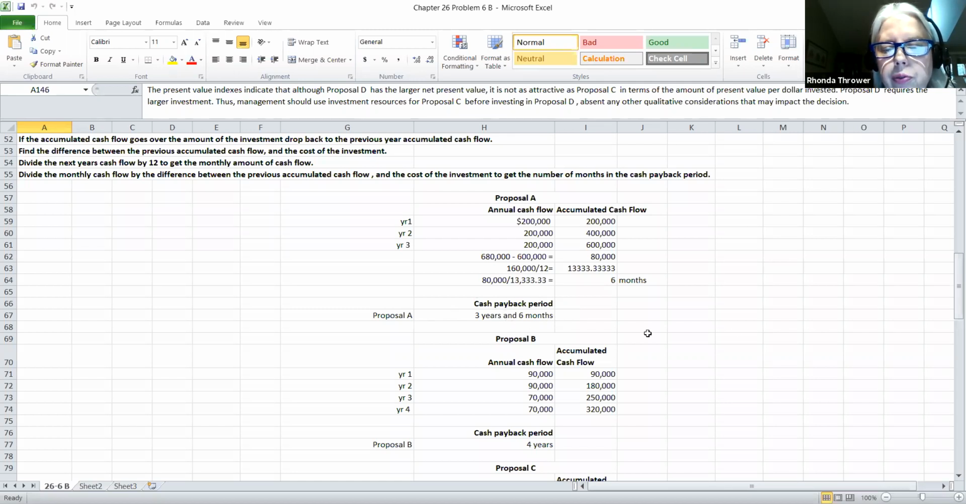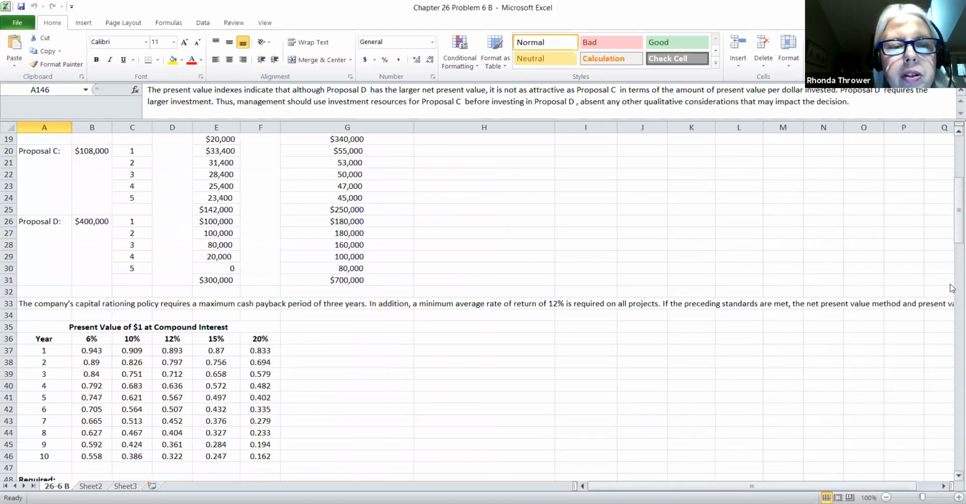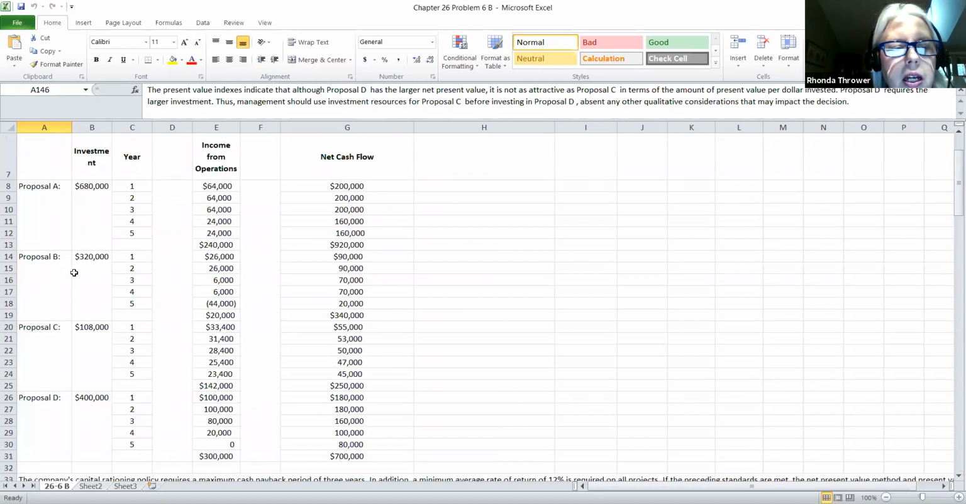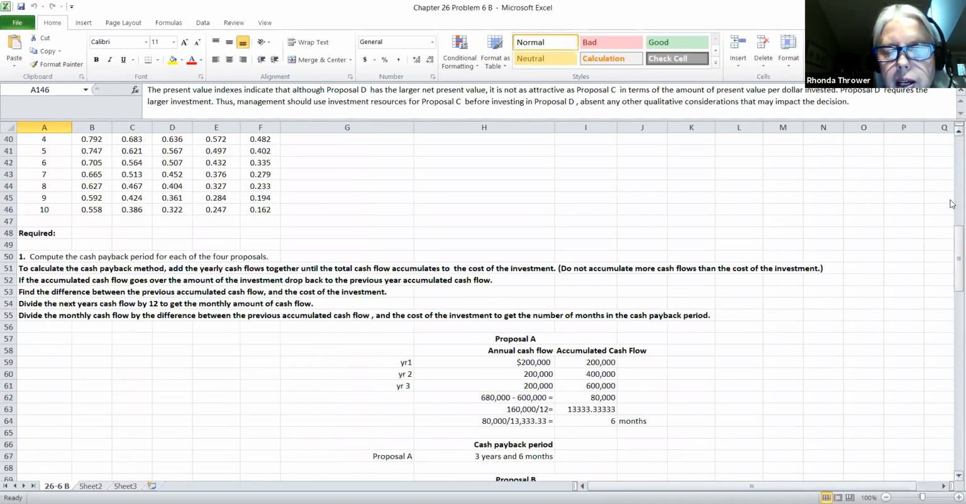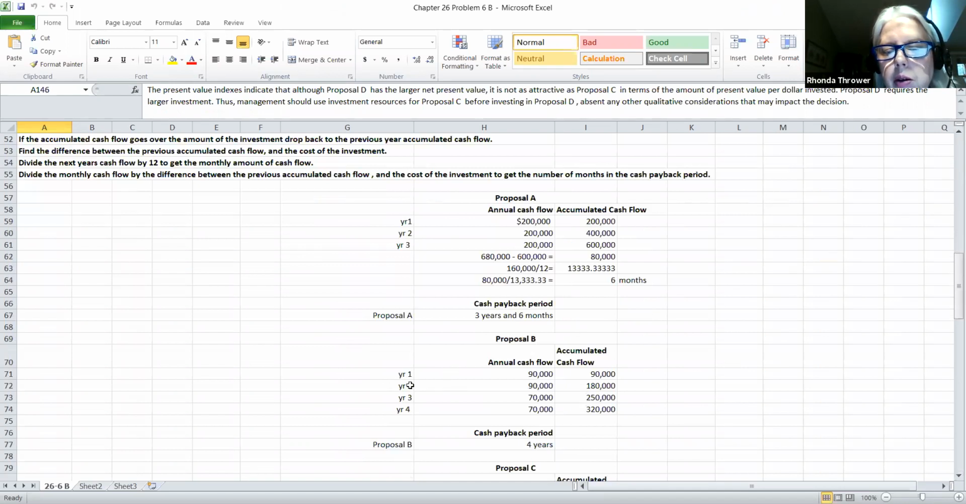You do it the same way for each of the proposals. But note, in each proposal, the initial cost or the investment amount is going to be different in each of these situations that they've given us. So where the initial investment for proposal B is $320,000. Our cash flows for year 1 is $90,000 for proposal B. So I'm going to make me a table just like I did before. I'm going to write down the year, which is year 1, the annual cash flow, which is $90,000.